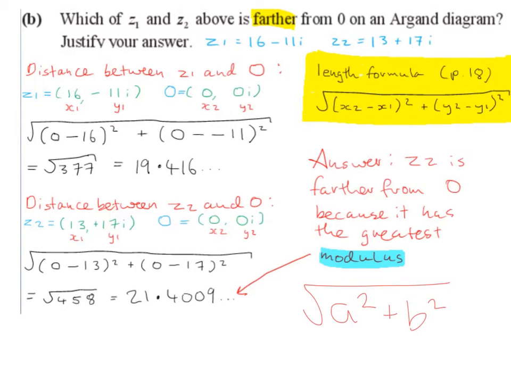21.4009. So this would be a much quicker option, but because they didn't actually mention the origin and they didn't actually mention modulus, you might not have noticed that you had to use the modulus formula. So finding the distance from Z1 to 0 and from Z2 to 0 can also be done using this method.